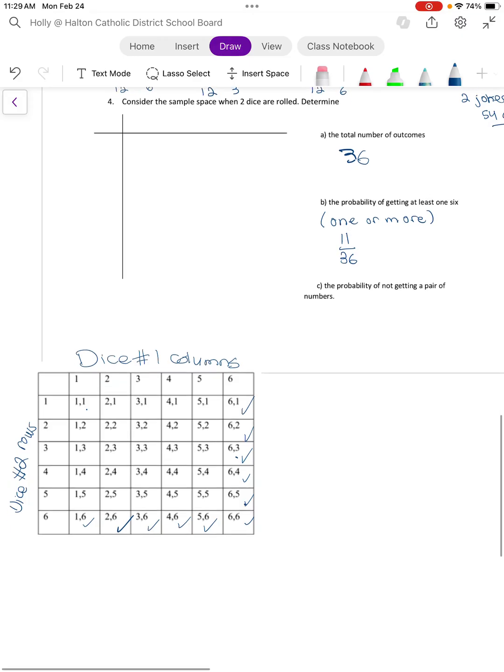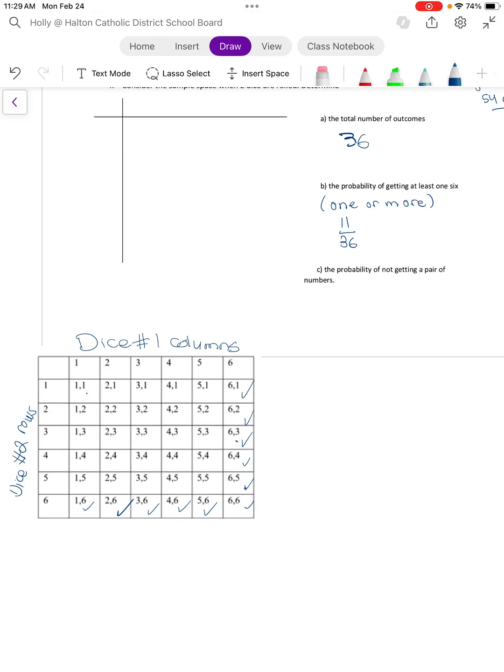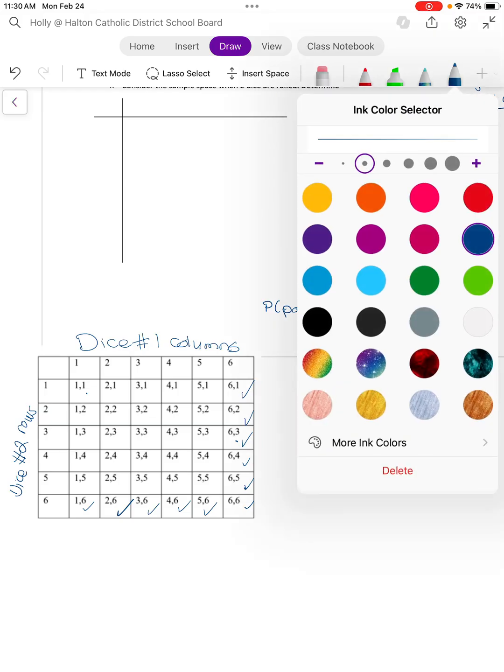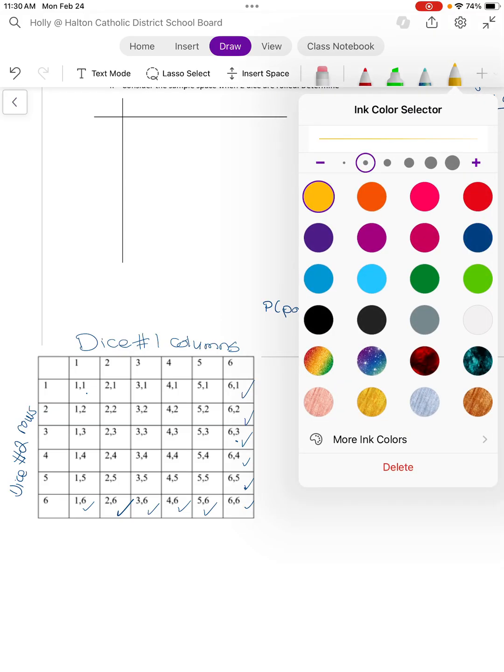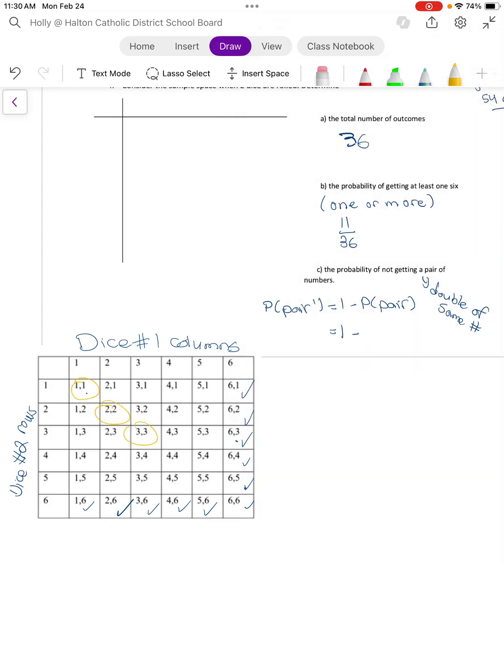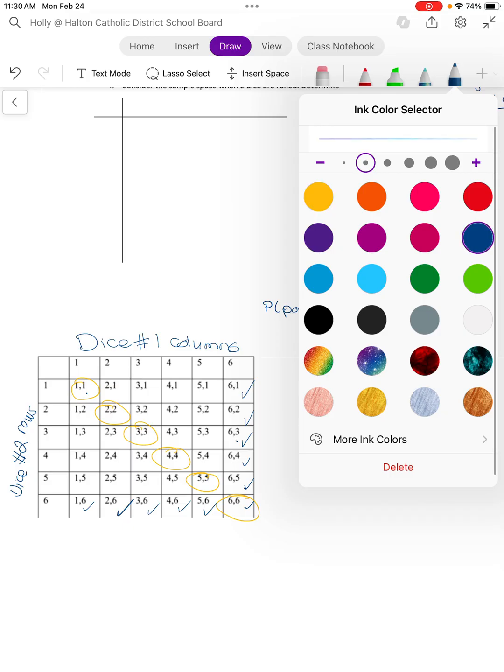And the probability of not getting a pair of numbers. A pair means I'm looking at double of the same number. So here I'm going to do it the complementary way. So P of not a pair equals 1 minus the probability of a pair. So I'm going to actually change my color here. The pairs, I'm going to circle 1 1, 2 2, 3 3, 4 4, 5 5, 6 6. I have 1 2 3 4 5 6. 6 out of 36. I'm going to change the color here so you can still see that properly.